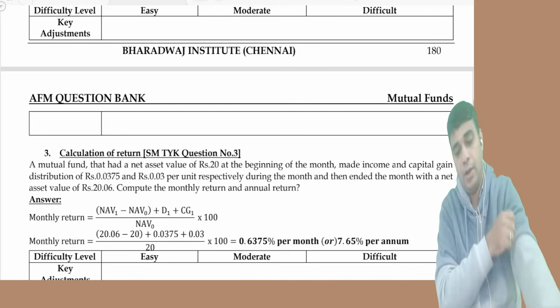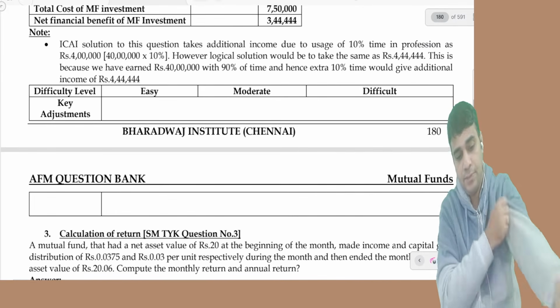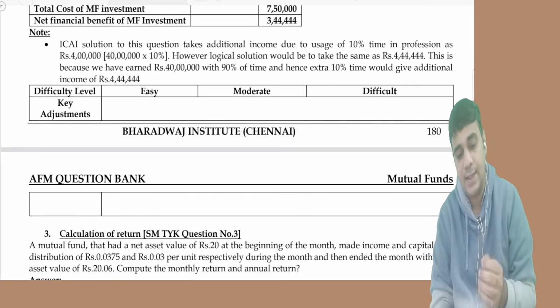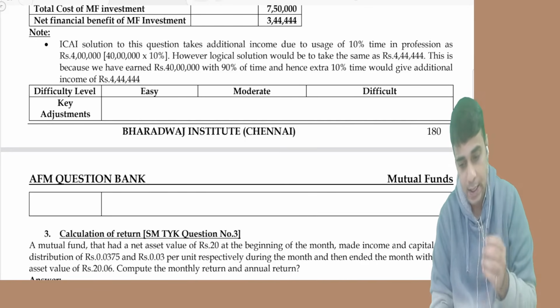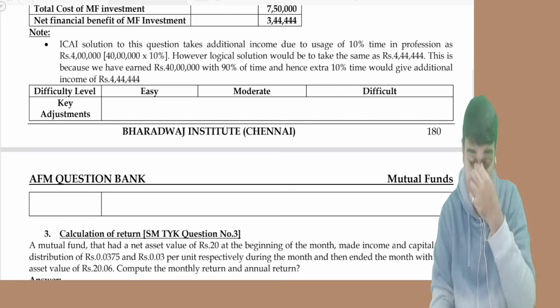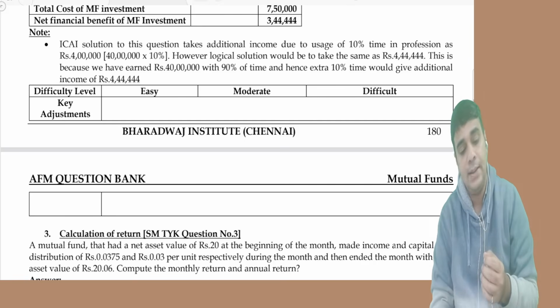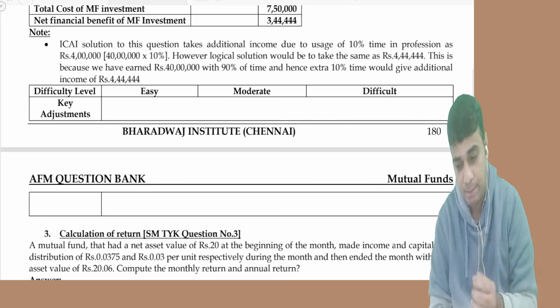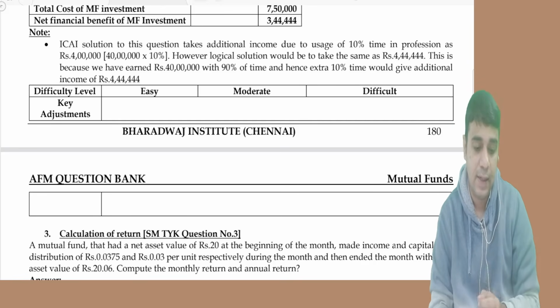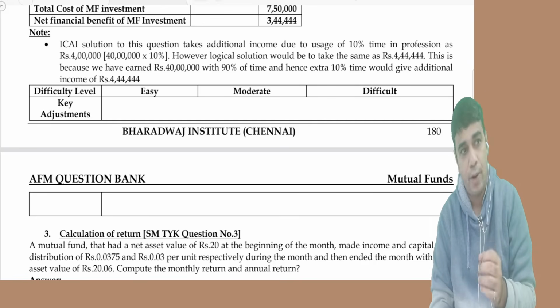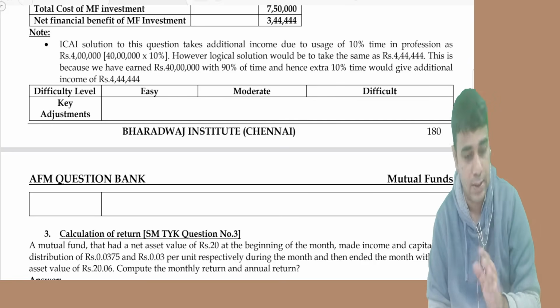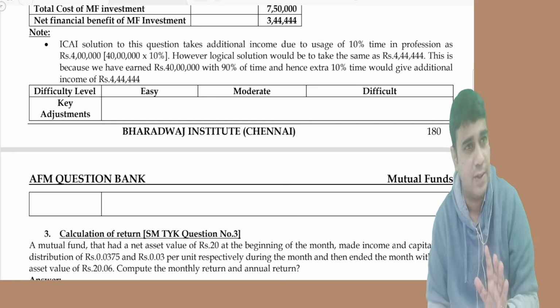Question 3. A mutual fund that had a net asset value of 20 at the beginning of the month made income and capital gain distribution of 0.0375, 0.03 per unit respectively during the month, and ended the month with a net asset value of 20.06. Compute monthly return and annual return. A straightforward simple question just to get started with.